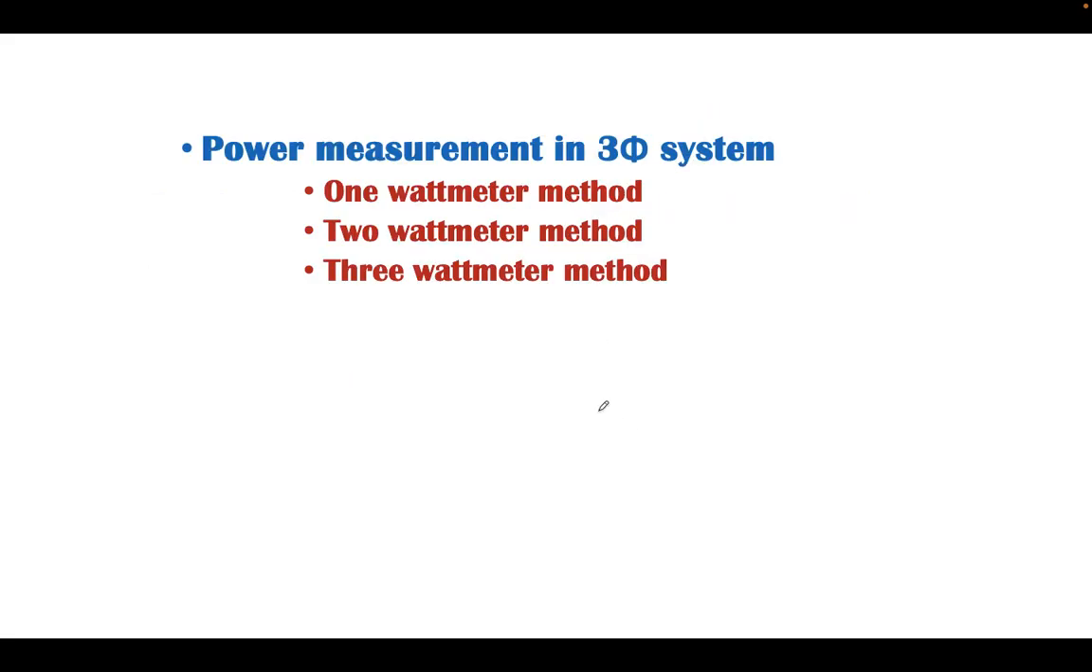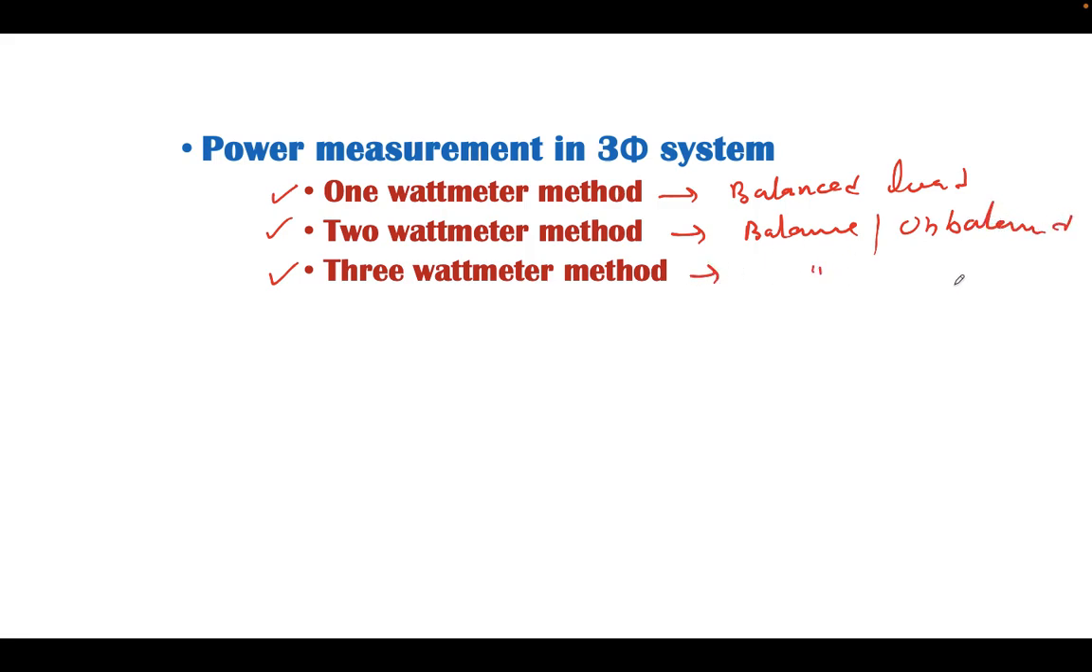Now, power measurement in three-phase system. The power in a three-phase system can be measured by 1 wattmeter, 2 wattmeter, or 3 wattmeter method. The connection scheme depends upon whether your load is balanced or unbalanced. The 1 wattmeter method is suitable for balanced load. The 2 wattmeter method can measure balanced and unbalanced loads, whereas the 3 wattmeter method can also measure balanced and unbalanced power.